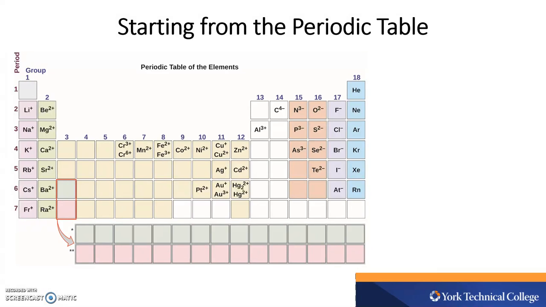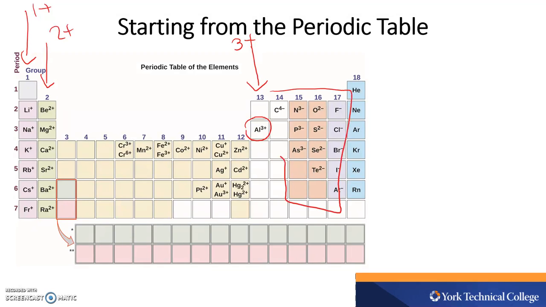So for example, group 1 here tends to form 1 plus cations, right? Positively charged species. Group 2 tends to form 2 plus. We're going to skip the transition metals for now. For group 3A, or 13, the only one that we need to worry about is aluminum, which forms 3 plus. Now we're going to talk about the nonmetals right here. We have carbon, which forms 4 minus.